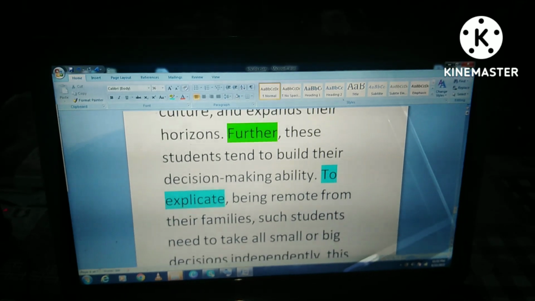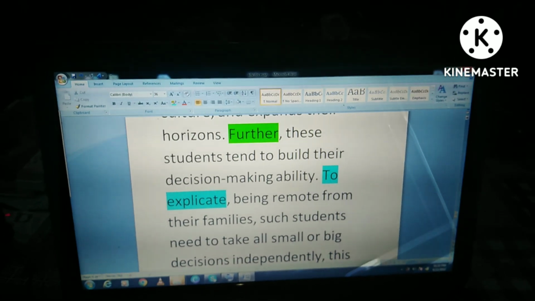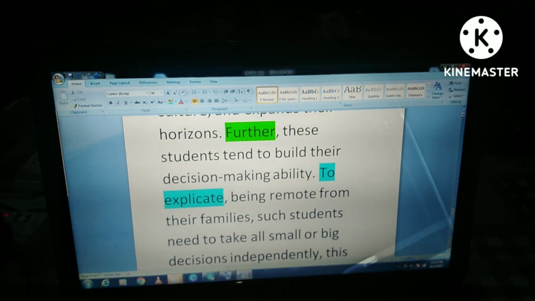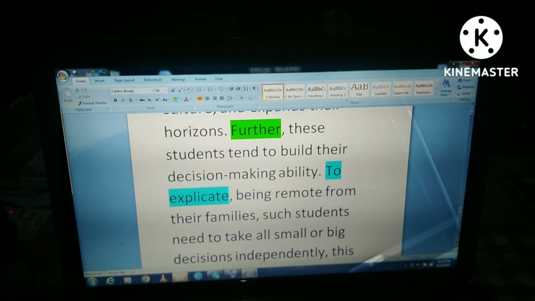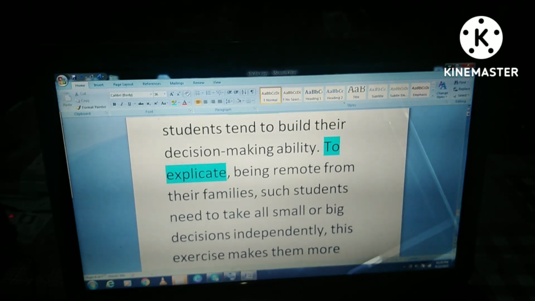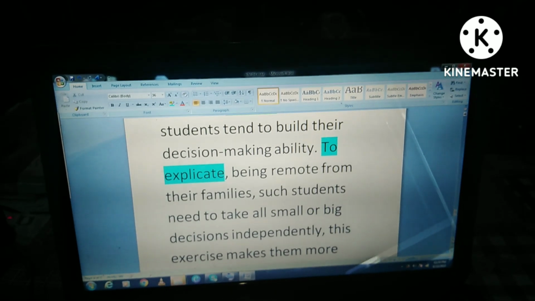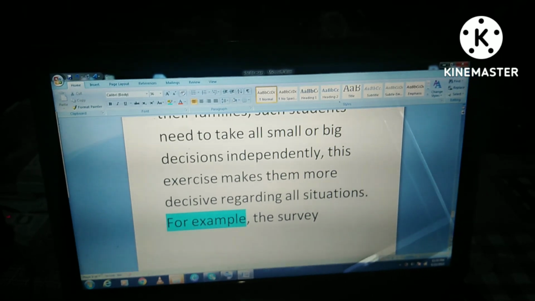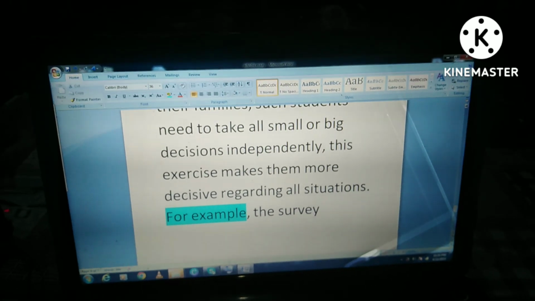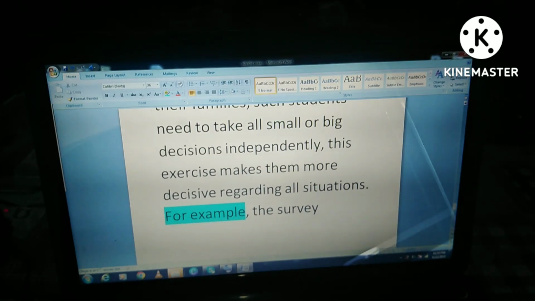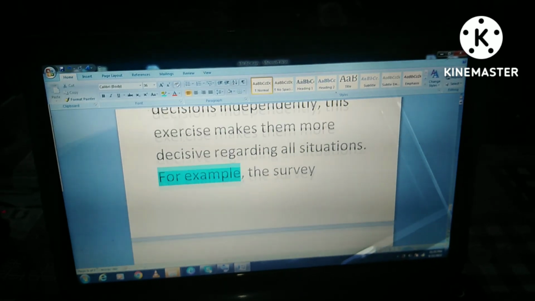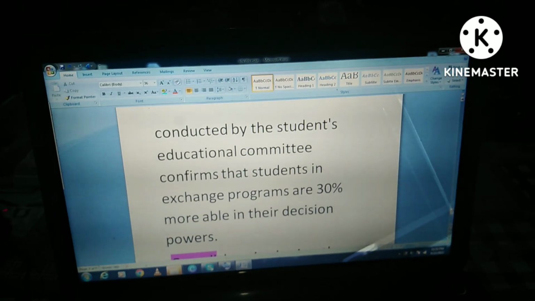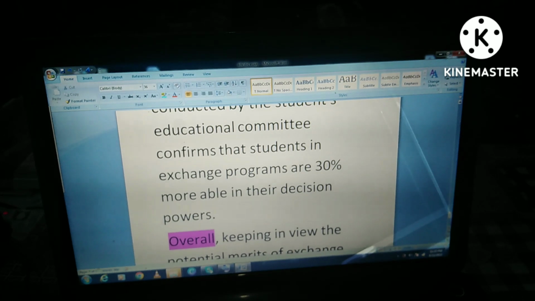Furthermore, these students tend to build their decision making ability. And here, instead of using "to explain," I am using "to explicate." Being remote from their families, such students need to take all small or big decisions independently. This exercise makes them more decisive regarding all situations. For example, a survey conducted by the Students' Educational Committee confirms that students in exchange programs are 30% more able in their decision power.